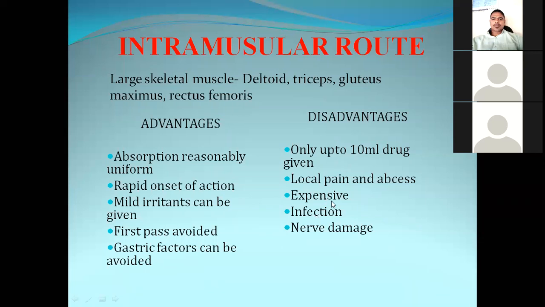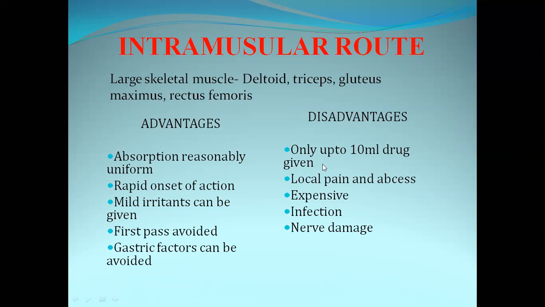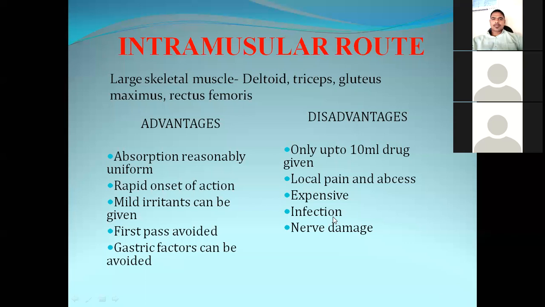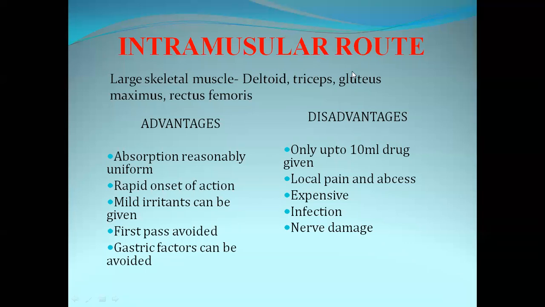And next, the dosage forms for the intramuscular route of drug administration are expensive, and there's a chance of infection at the site of injection, and sterilization is required. If the site of injection is not proper, and it has caused any damage to the nerve, then serious problems will be present if nerve damage happens.